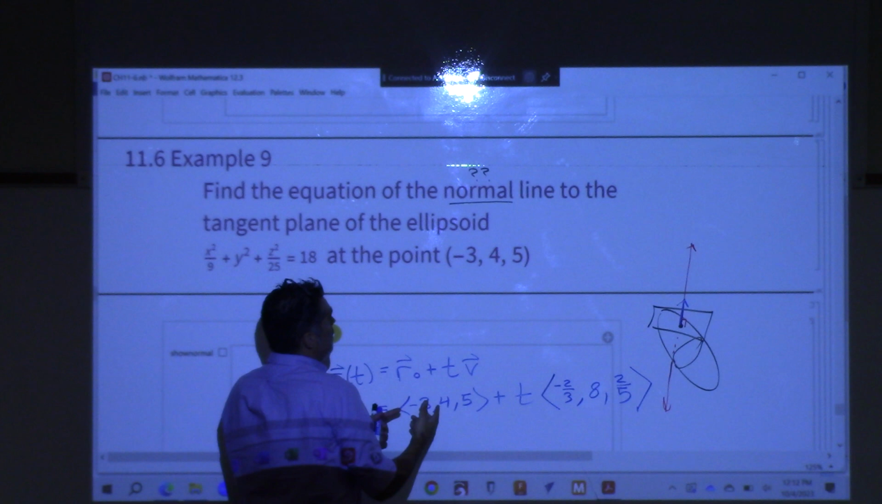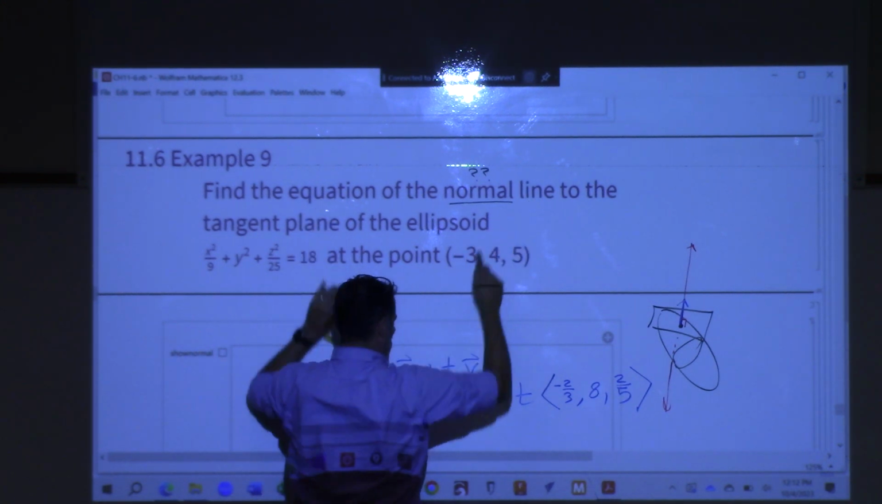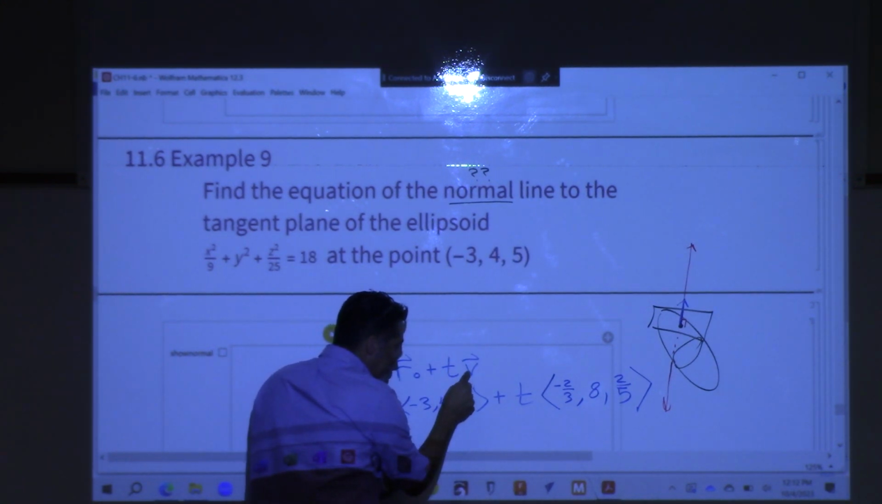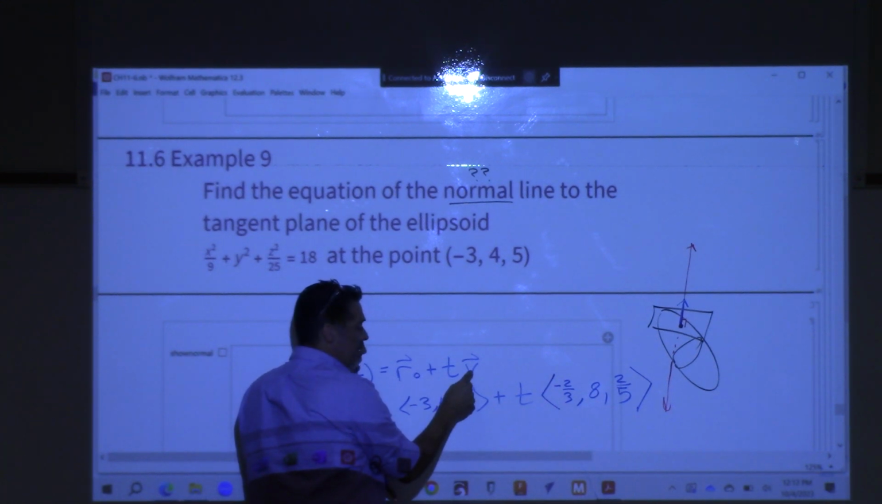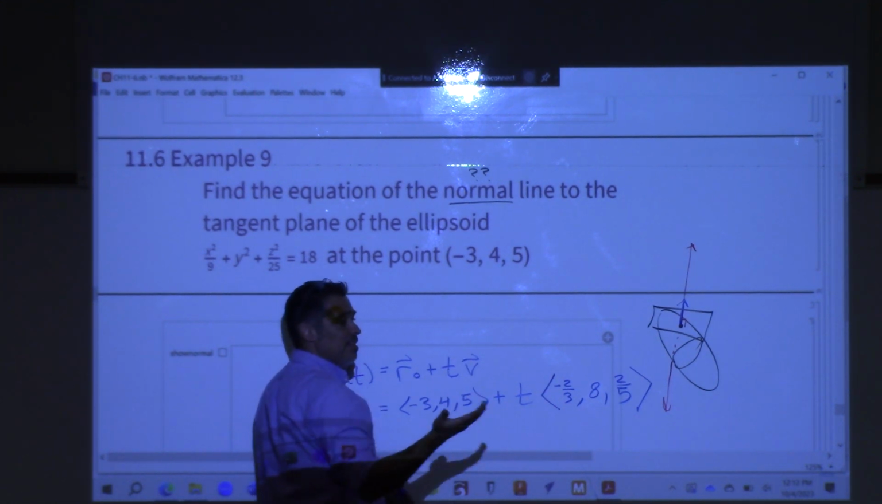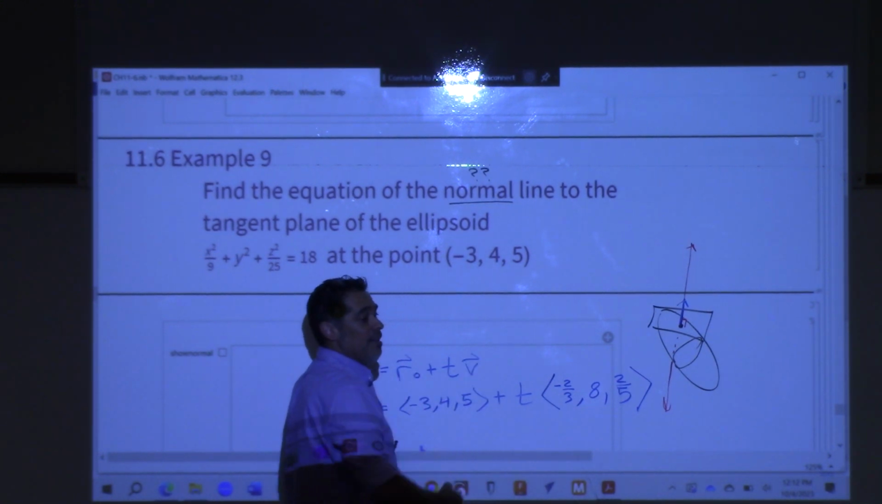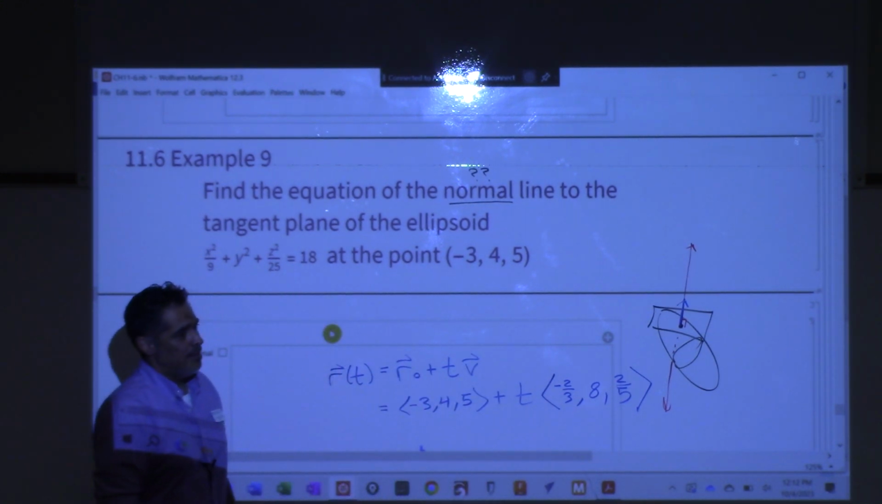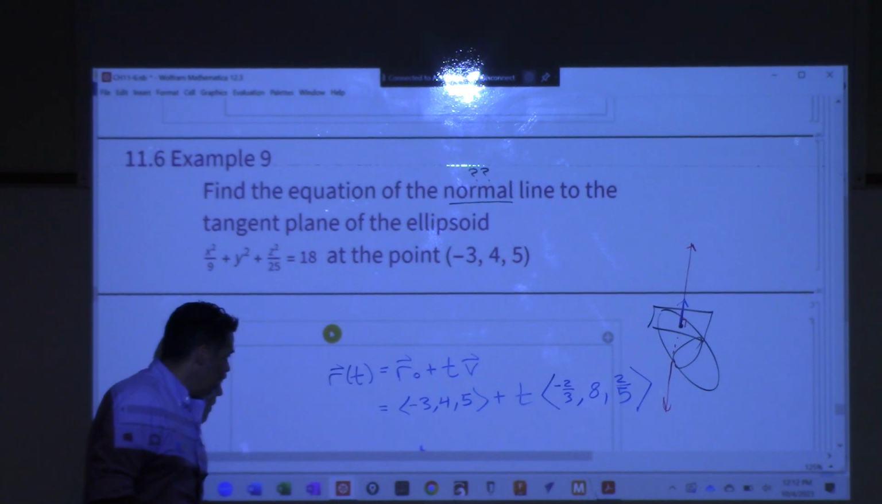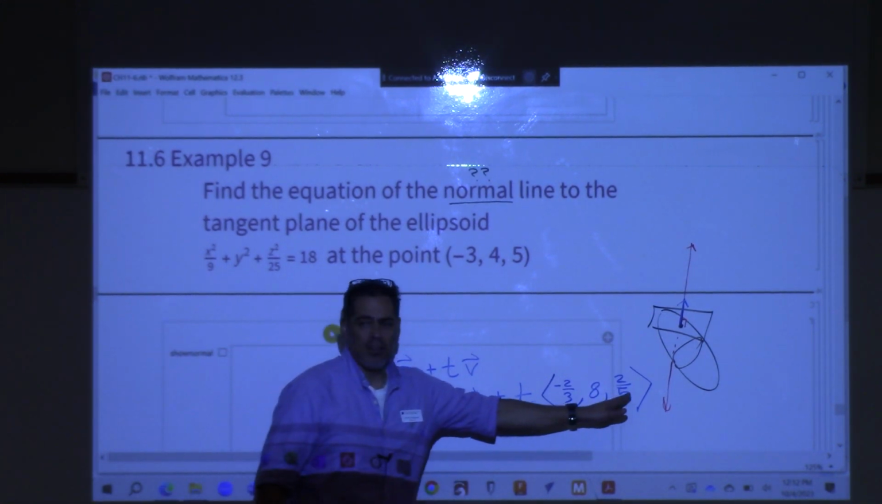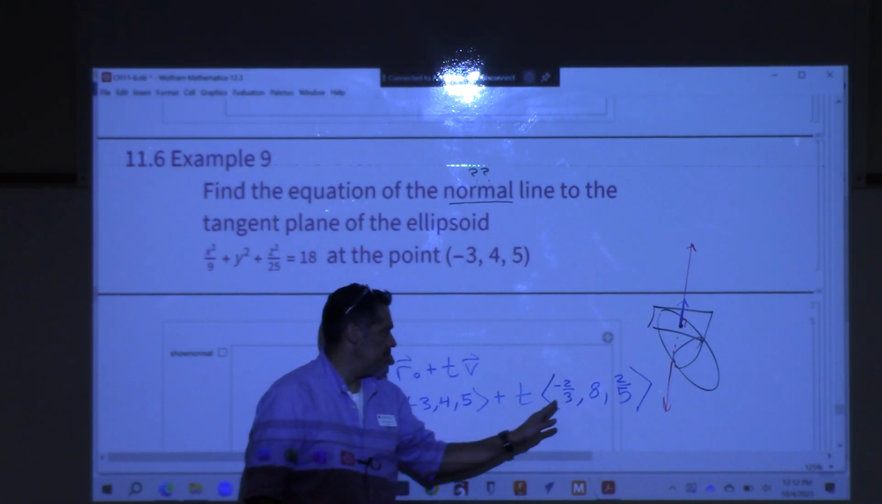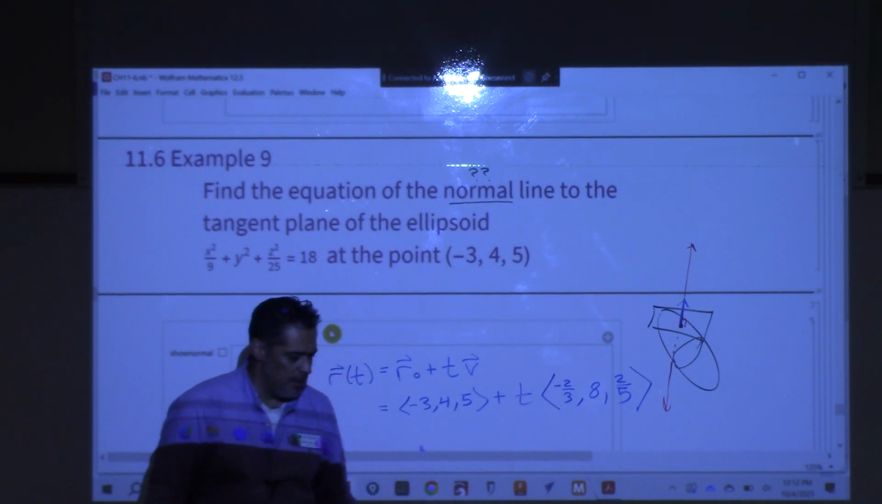Then for any line, you need the point and you need a direction vector, any vector that points in the direction of the line. But since this is a normal line, it needs to be running in the same direction as the normal vector for the plane. And you could have used any scalar multiple of this, by the way. You could have scaled that and it would have worked.